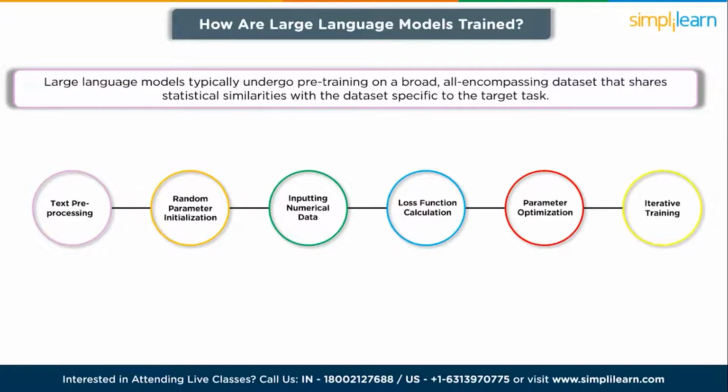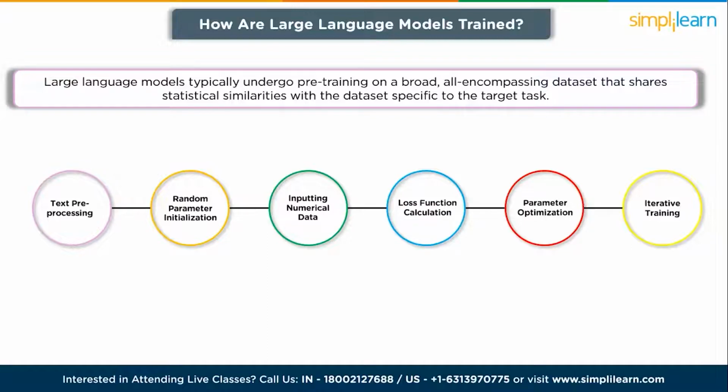And the next is iterative training. The training process is repeated over multiple iterations or epochs until the model's outputs achieve a satisfactory level of accuracy on the given task or dataset. By following this training process, large language models learn to capture linguistic patterns, understand context, and generate coherent responses, enabling them to excel at a wide range of language-related tasks.